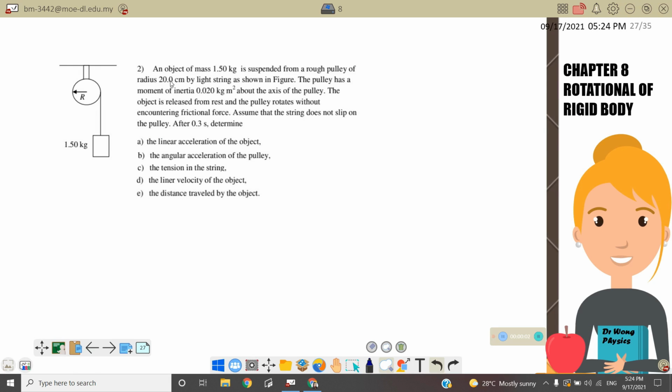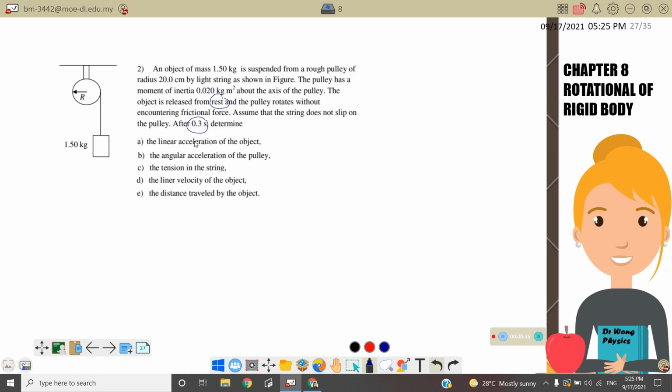Question number 2. An object of mass 1.5 kg is suspended from a rough pulley. So here there is a mass of the object 1.5 kg and the radius is 20 cm, with a light string. The pulley has the moment of inertia of 0.02. The object is released from rest, so initially it's at rest, and the pulley rotates without encountering frictional force. So we can ignore the frictional force of the pulley. Assume that the string does not slip on the pulley.